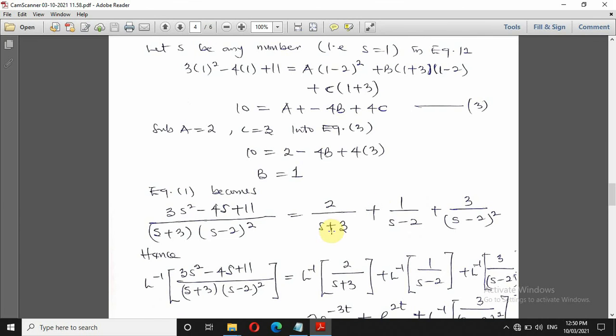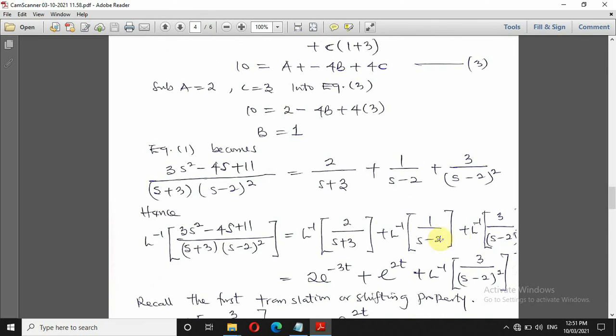So now, don't forget the rule. This is one of the rules, right? The rule says that a over x plus 3, plus b over x minus 2, plus c over x minus 2 squared. That's all. Because from here, if you use the linear property, each of them will take the inverse. So what is the inverse of this one? The inverse of this one is what? Exponential minus 3t. What is the inverse of 1 over x minus 2? The inverse is exponential 2t.